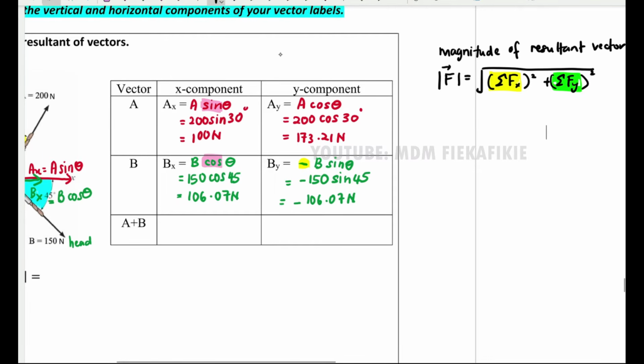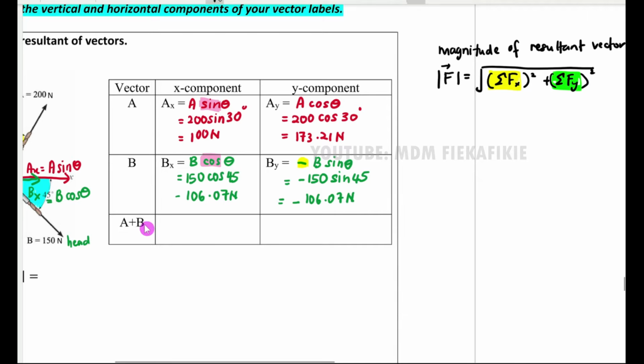Jadi kalau saya nak buat total, simbol dia total. Alright, so now you nampak kat sini A plus B. Jadi kenapa saya nak kira total X component? Sebab saya nak guna formula ini. Okay, jadi saya akan tulis dekat sini. Total force in X component tadi ada dua, which is AX plus BX, right? So bila saya masukkan nilai dia, AX tadi saya dapat 100 plus negative 106.07.